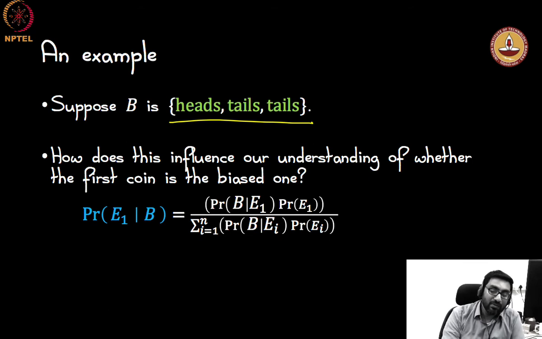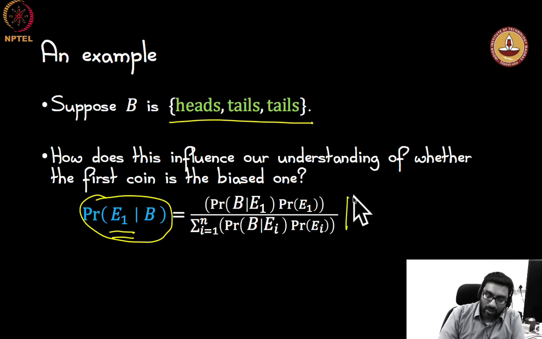Okay, given that this is our outcome, how does this influence our understanding of whether the first coin is the biased one? So that's the event E1. E1, remember, refers to the event that the first coin is biased. We want to understand this probability. Now, all we have to do is apply the Bayes' law formula. And notice that on the right hand side, the conditionality is switched. We are now conditioning on E1.